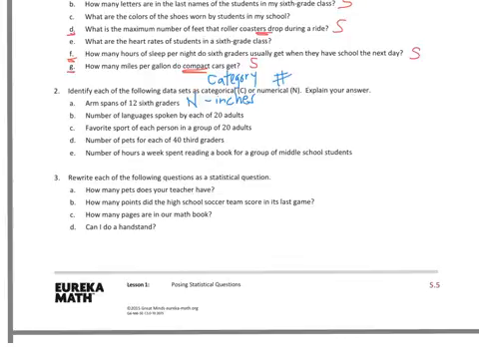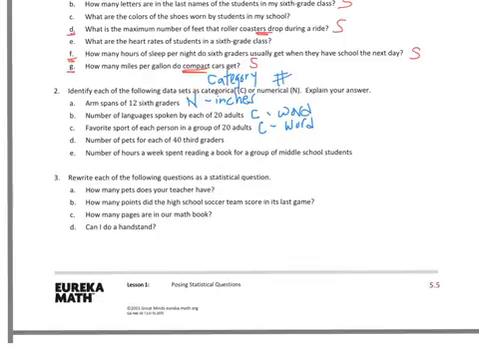B says the number of languages spoken by each of 20 adults. This will be categorical because we're going to have word answers, meaning it could be Spanish, French, Dutch, any of those ones. So those are all words or categories. C says favorite sport of each person in a group of 20 adults. I know that's categorical because, again, we're going to have words for this one, like soccer, football, basketball, baseball. So that's why it'll be categorical.